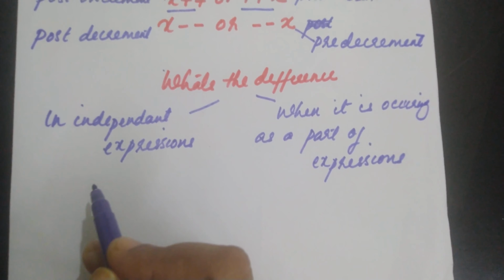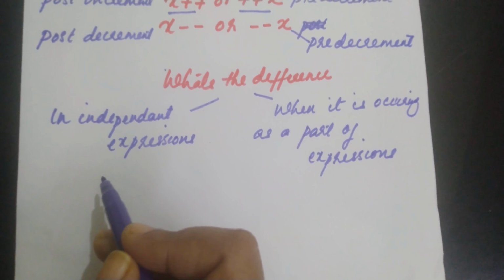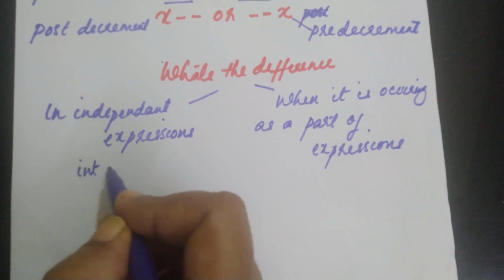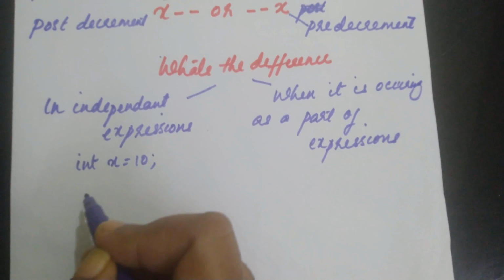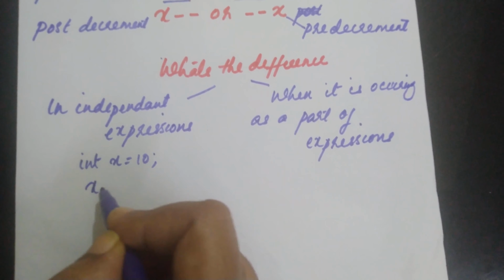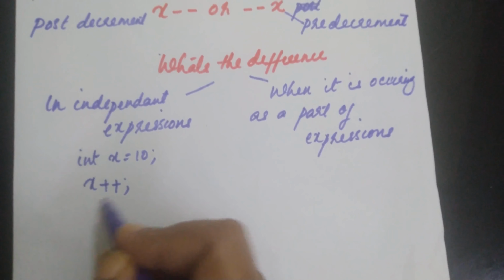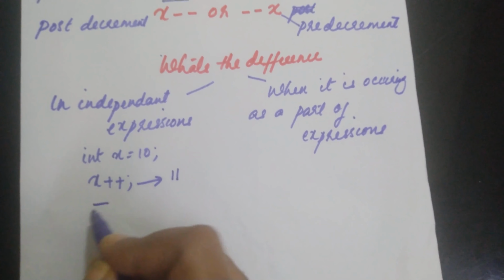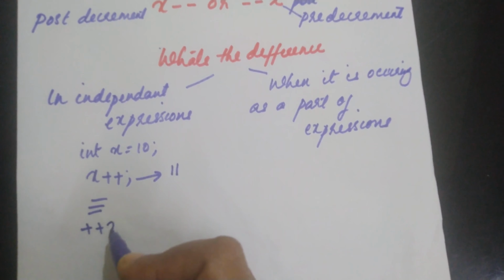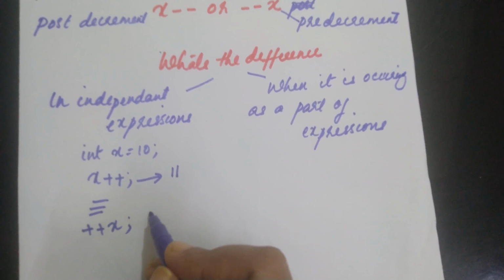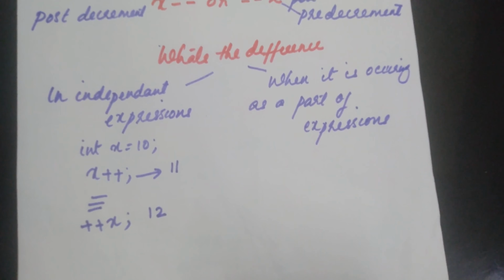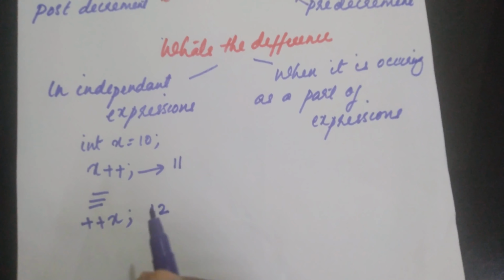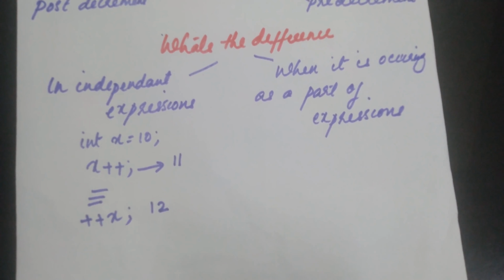When the increment operators are written as independent expressions, it makes no difference. That is, consider a program: int x = 10 and I have written x++, and if the value of x is printed, it prints 11. And after some statement, if I write ++x, then x gets incremented to 12. So when the increment operator is placed after the operand or before the operand, it makes no difference.